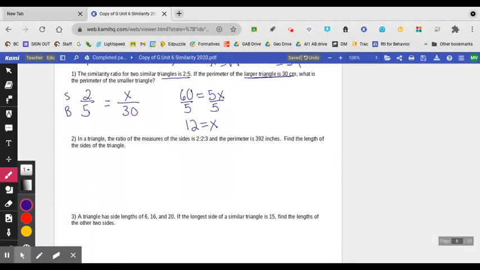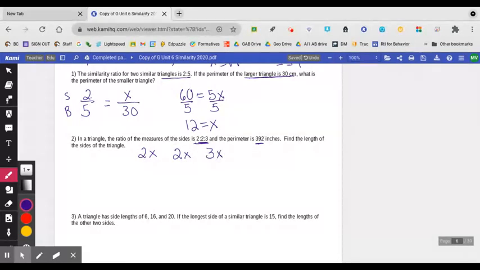So number 2, in a triangle, the ratio of the measures of the sides is 2 to 2 to 3, and the perimeter is 392. Find the length of the sides. So the ratio of the sides is 2 to 2 to 3. If you remember when we did problems like this earlier in the year, I said that we're going to make that 2x, 2x, and 3x.